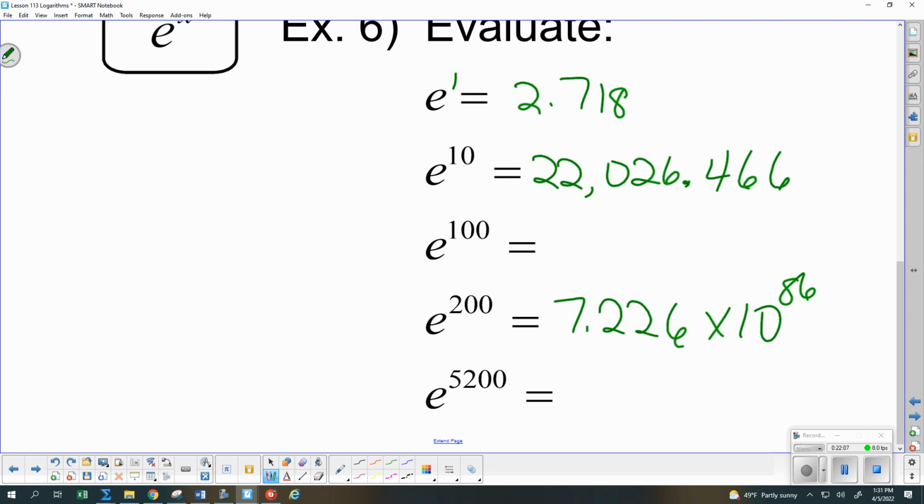Overflow. That means it's gotten so big that the calculator can't display it. So anytime you get that, when you have that overflow error message, you don't write overflow. You just say e to the 5200. You go back to what you had before, that you can't get an approximate value on the calculator. Questions there? All right, I have one slide left, I think, with some examples for us to talk through here.